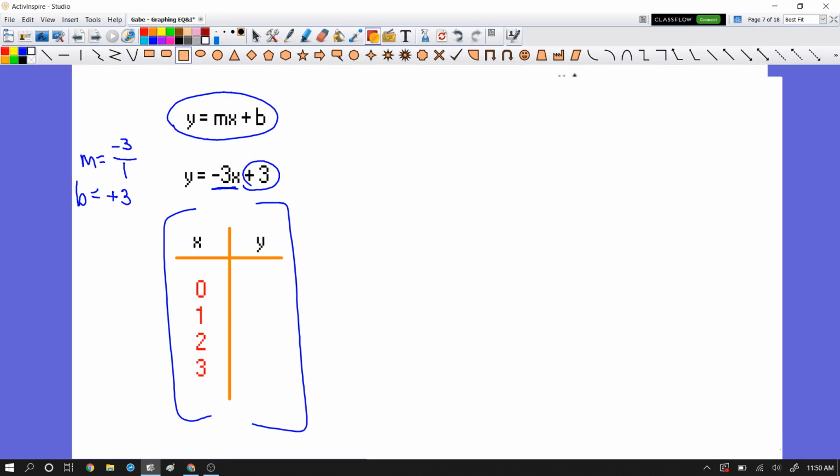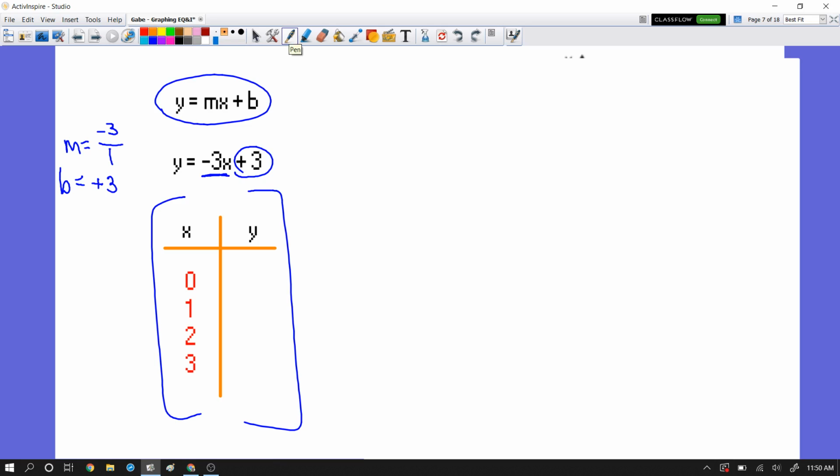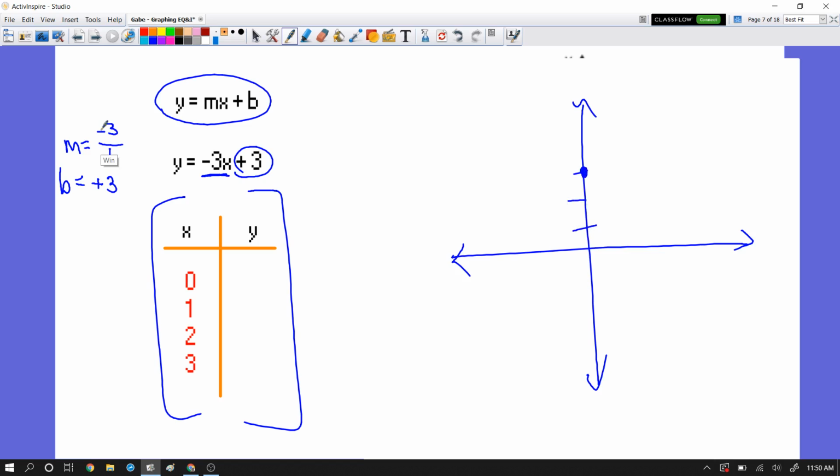Okay. I want to show you how simple this is going to be, and I'm going to emphasize this at the end of the video. I even have a sample problem from your assignment. All you'd have to do is this. We know that it's crossing at 3. 1, 2, 3. It's going to go down 3, right 1. 1, 2, 3. That's your assignment.